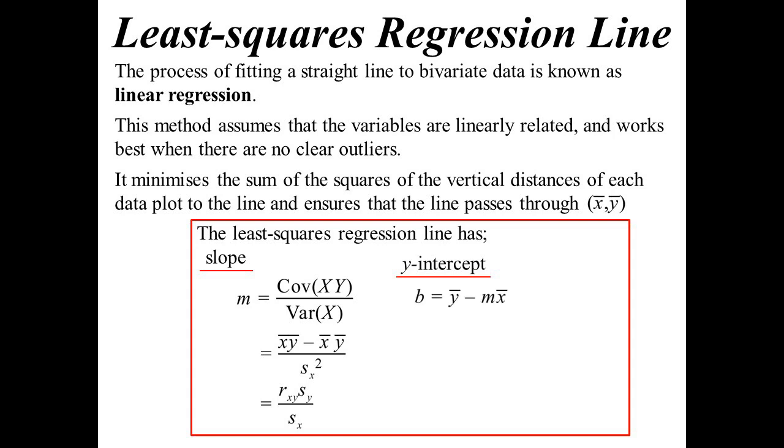It's just the equation of the line rewritten if you look at it. Because remember, we guaranteed it would go through the point x bar, y bar. So rearranging it, we work out what the y-intercept is.